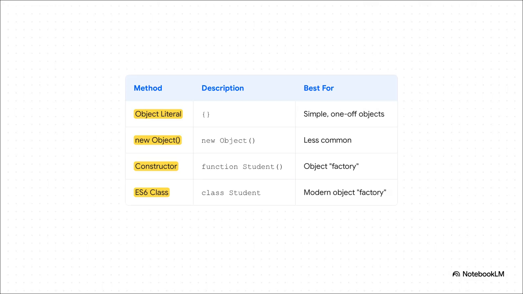Now, while that literal method is king, it's good to know there are other ways. You can use things like constructors or classes when you need to create lots of similar objects, kind of like a factory stamping out products. But for now, just remember this. Those simple curly braces of the object literal will be your go-to method almost every single time.